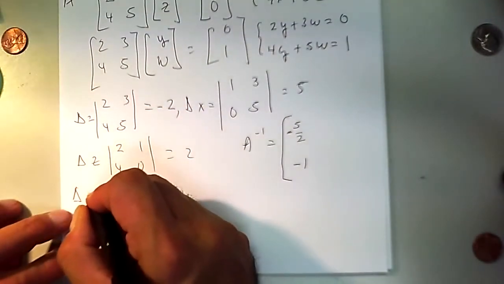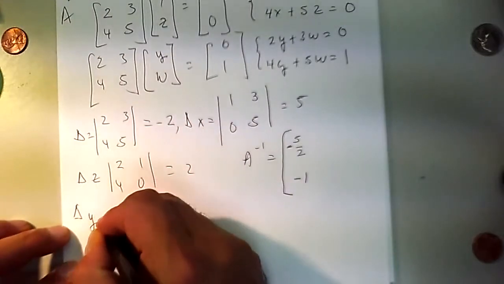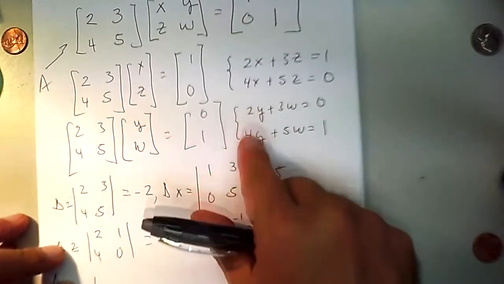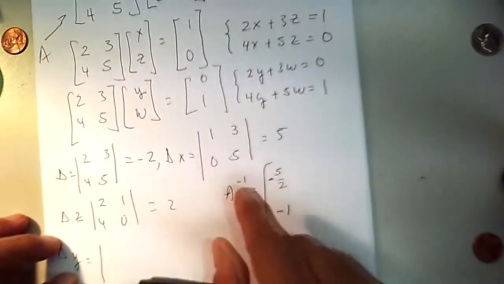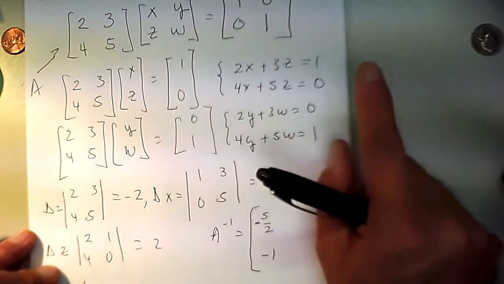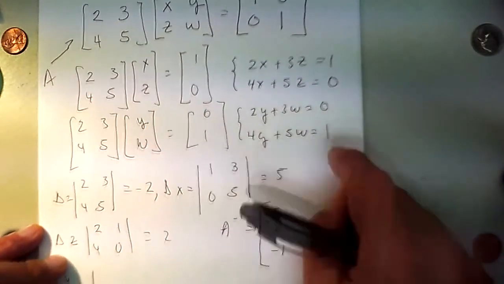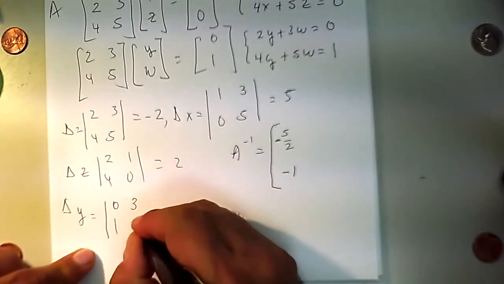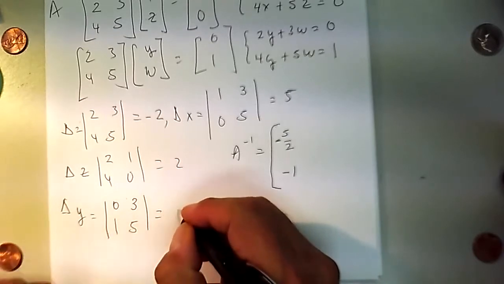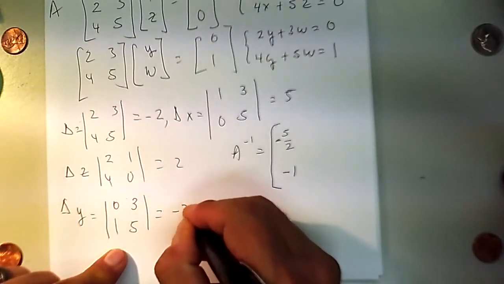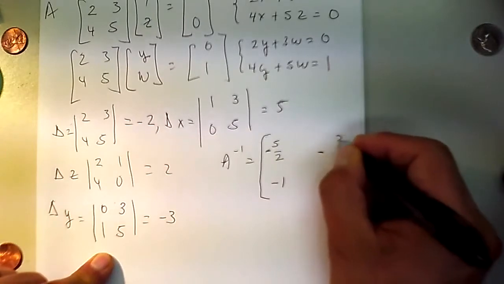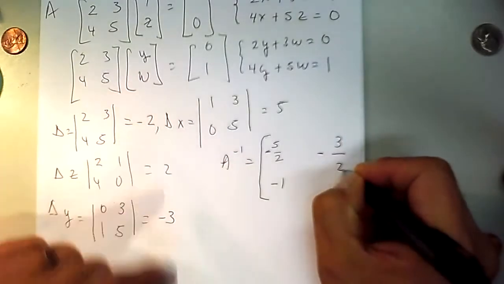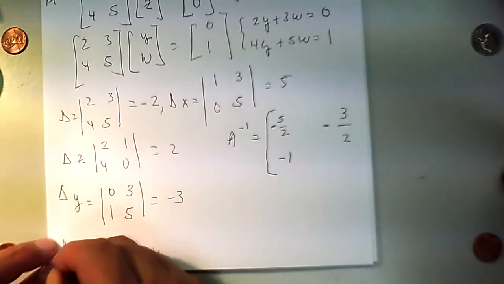Determinant on y. Okay. So we're going to wipe off where's the y? There is the y. We're going to wipe off the 2 and the 4 and replace it with 0, 1. Watch out, though. We're not going to replace it with 1, 0. We're going to replace it with 0, 1, and then 3, 5. So that is negative 3. So this should be negative 3 over 2 because of that.